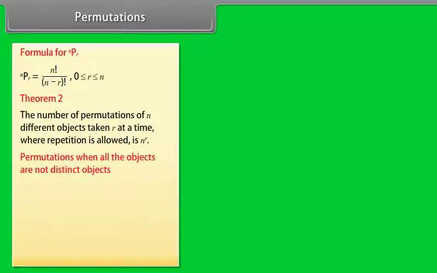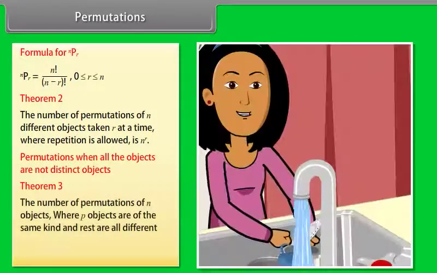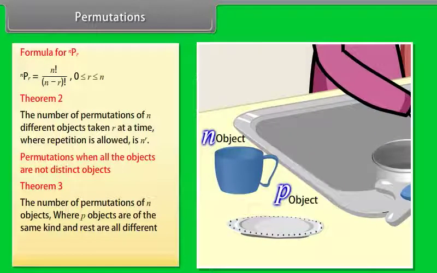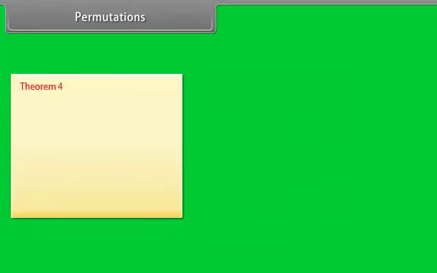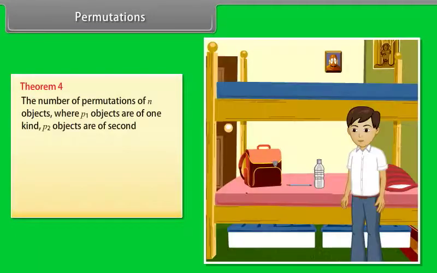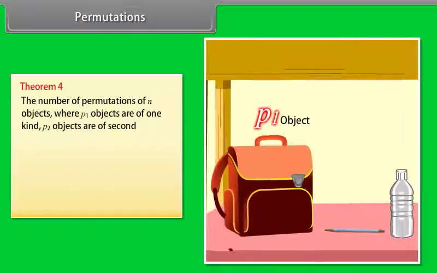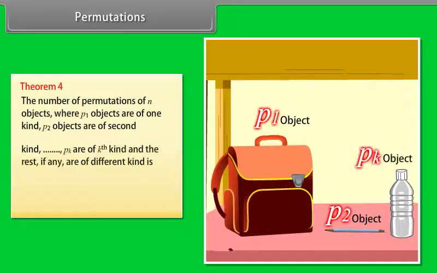Permutations when all the objects are not distinct objects. Theorem 3. The number of permutations of n objects, where p objects are of the same kind and rest are all different, is equal to n factorial by p factorial. Theorem 4. The number of permutations of n objects where p1 objects are of one kind, p2 objects are of second kind, pk are of kth kind, and the rest, if any, are of different kind, is n factorial divided by p1 factorial into p2 factorial up to pk factorial.